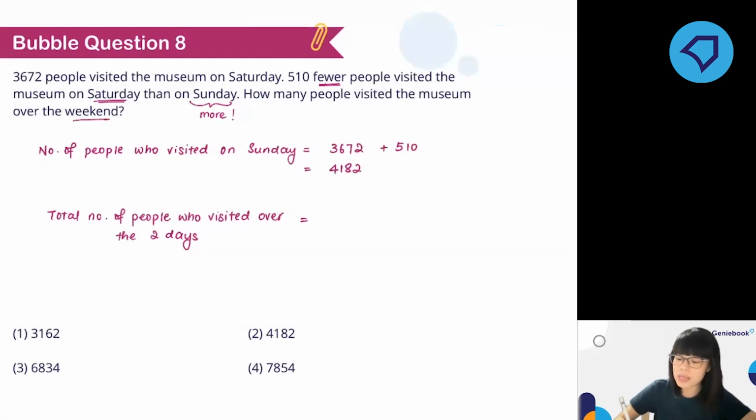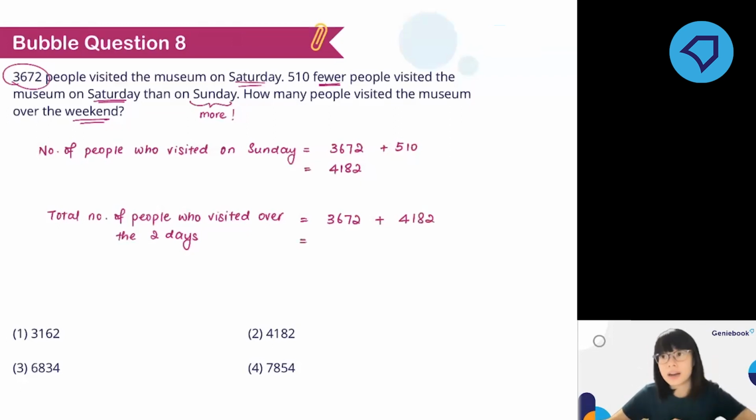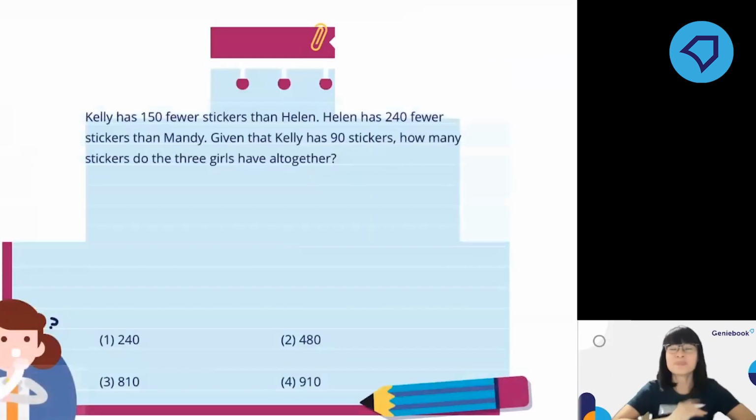The question is asking over the weekend. Over the weekend means Saturday plus Sunday. And this is the number of people who visited on Saturday. So take 3,672 plus 4,182, and that will give you your final answer. Correct? So that will give you 7,854. Okay, so the answer would be option number 4. So for those of you who gave me option number 3, you might have added the two incorrect numbers together.